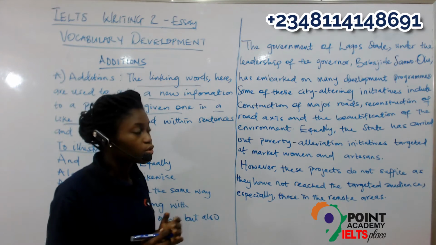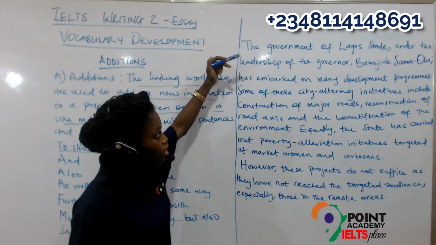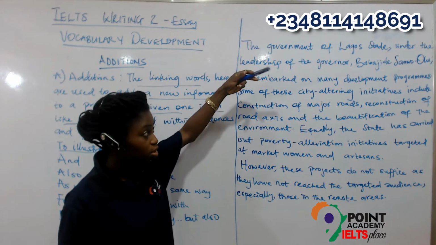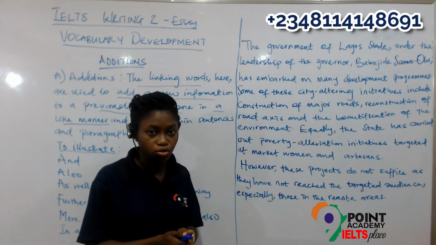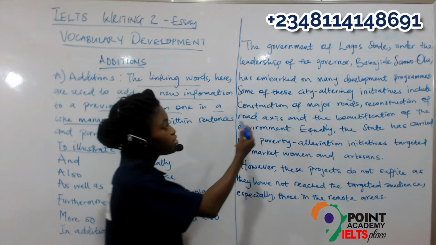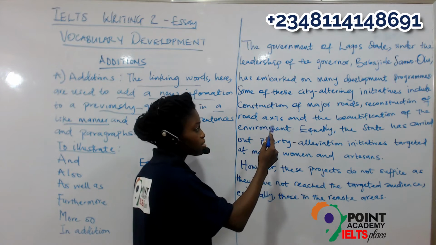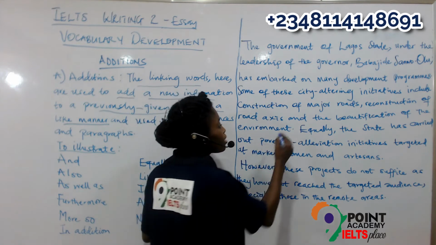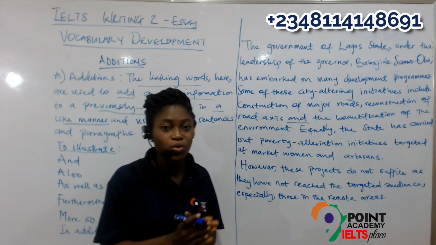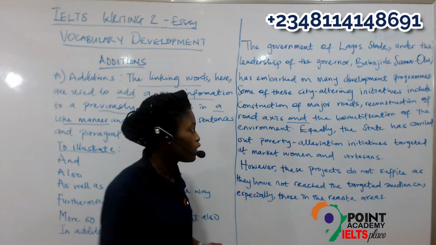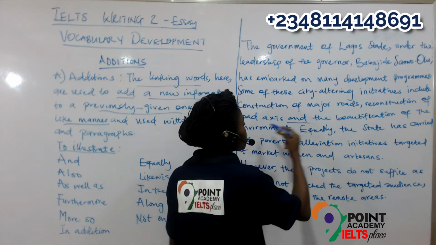Now, since we're talking about additions, from the first part here, you have the government of Lagos State, under the leadership of the governor, Babajide Sanwo-Olu, has embarked on many development programs. That's your introduction to what you want to say. Now, some of these city-altering initiatives include construction of major roads, reconstruction of road axes. Now, there is "and" here. This "and" here is a transition that is used within the sentence. Now, it's within this second sentence: and the beautification of the environment.